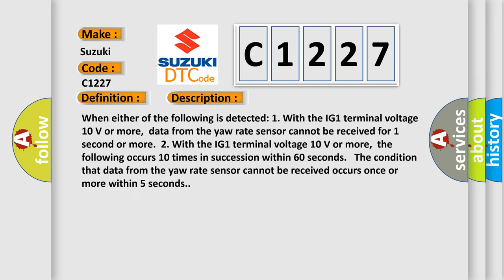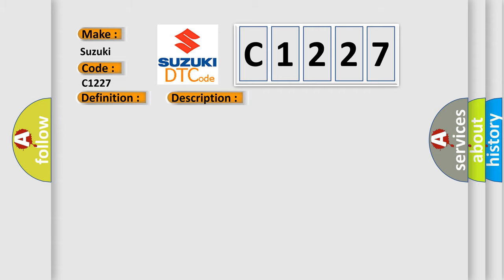And now this is a short description of this DTC code. When either of the following is detected: 1, with the IG1 terminal voltage 10 volts or more, data from the yaw rate sensor cannot be received for 1 second or more; 2, with the IG1 terminal voltage 10 volts or more, the following occurs 10 times in succession within 60 seconds: the condition that data from the yaw rate sensor cannot be received occurs once or more within 5 seconds.